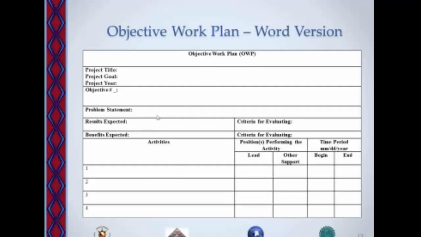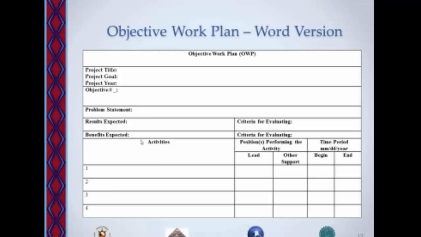You can enter more information in here if you need to. In this part of the form, results expected, you're going to list what will be produced by accomplishing this objective. And results could be something like workshops, training sessions, curricula created, teaching materials, strategic plans, codes developed. When you list those, you're also going to enter over on this part of the form, how are you going to determine that you've met those results? How are you going to track that?